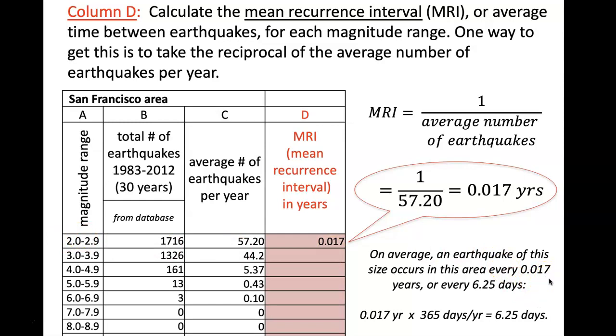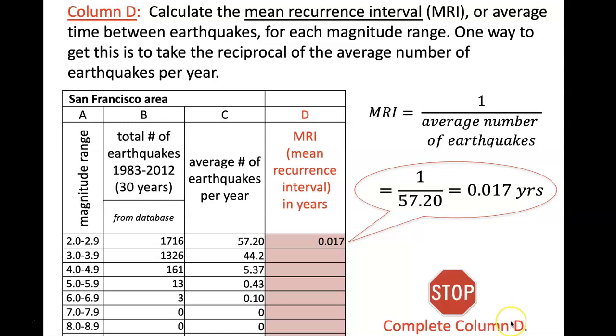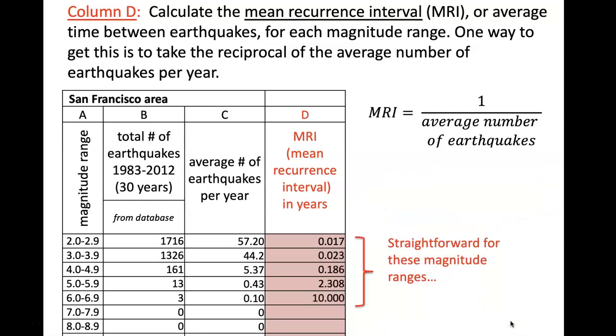So on average, an earthquake of this size occurs in this area every 0.017 years, which is kind of a weird number. If you wanted to turn it into days, you could multiply it by the 365 days in a year, and it becomes 6.25 days. So every 6.25 days, a magnitude 2 to 2.9 occurs in the San Francisco area. Go ahead and try this for the rest of the column. Here are the answers. These are pretty straightforward. You just took 1 over the number that was over here. But what about the next set of numbers? That will be our next video.